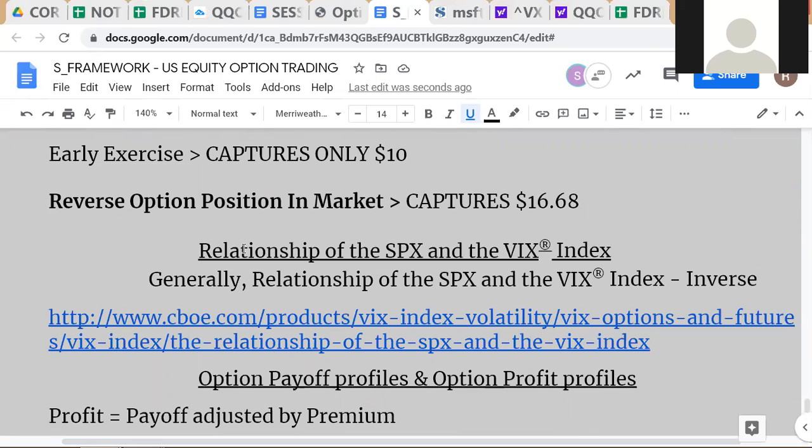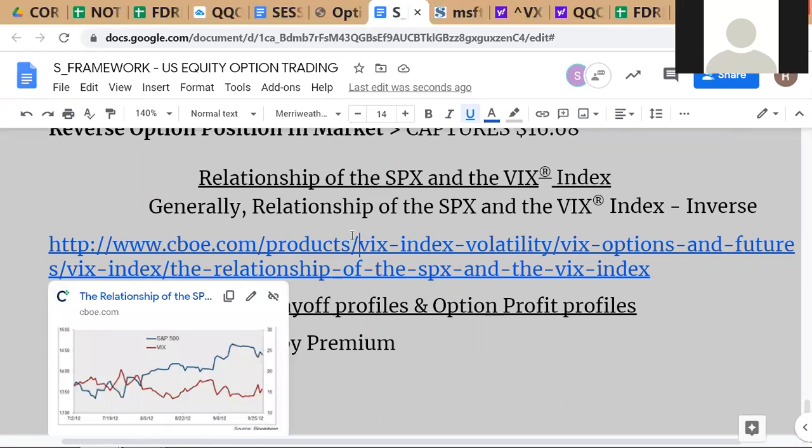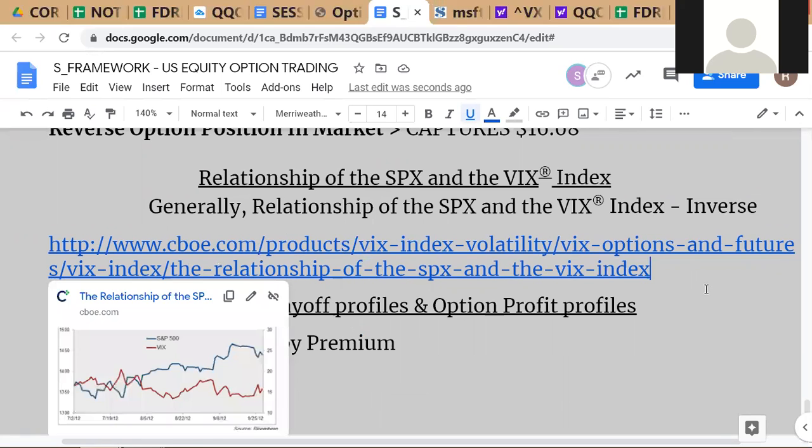Right. So let's look very quickly, let's start the next topic. Okay, we have 4 minutes. We can actually finish off this topic. It's a very short topic. This is about the relationship of the SPX and the VIX. We are talking about a general concept of relationship. This is true for stock options.